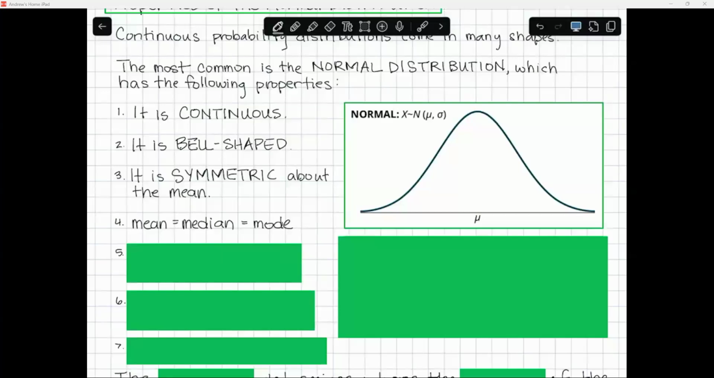Also important that the mean, median, and mode are all located in the same place. This peak indicates where most of the values are. That's our mode. And because it is symmetric, the median and the mean should sit in the same place.